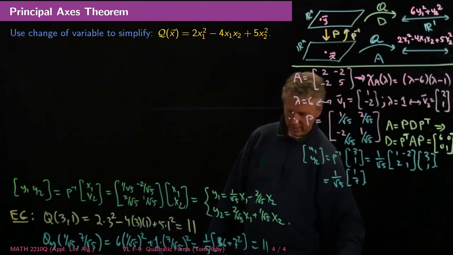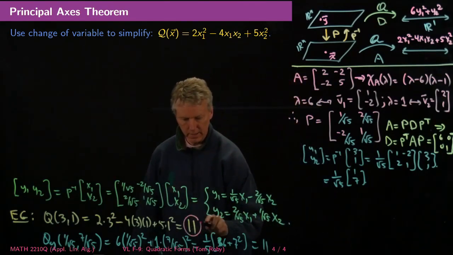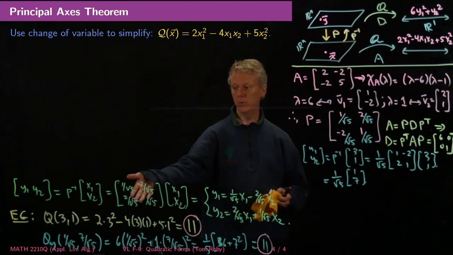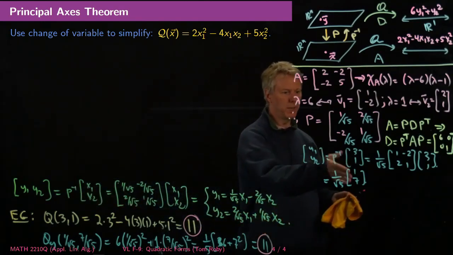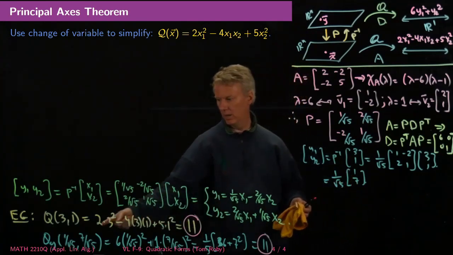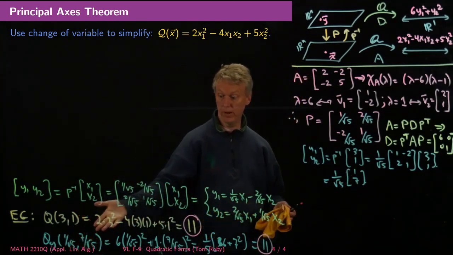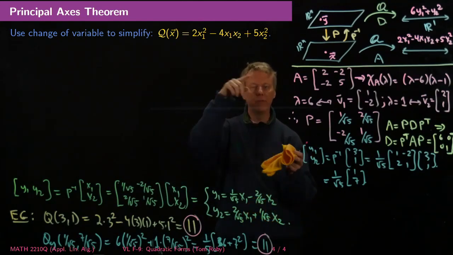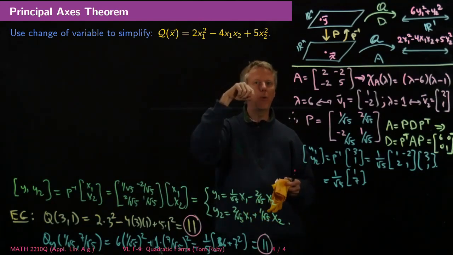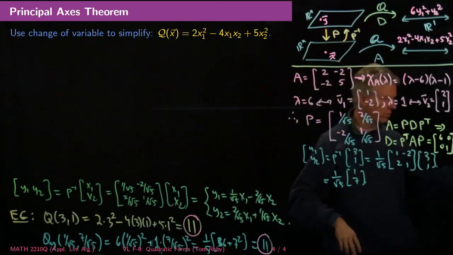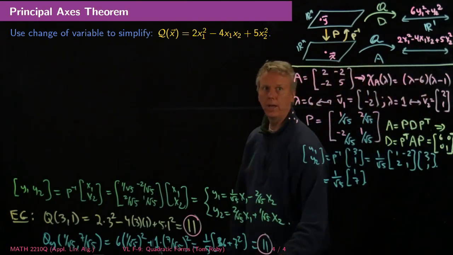Okay, so as amazing as it seems, I get the same output when I take my vector 3, 1 and plug it in here. If I represented it in terms of y coordinates, it would be 1 over the square root of 5, 7 over the square root of 5. I still get 11. Okay, so I haven't changed the quadratic form. I've just changed my point of view of how I think about a certain point in R^n, the basis with respect to which I represent it. Okay?